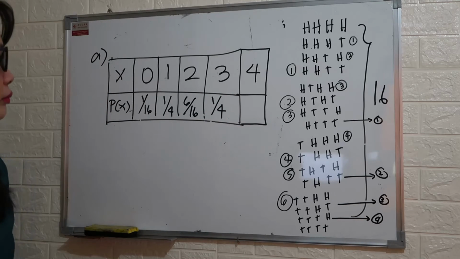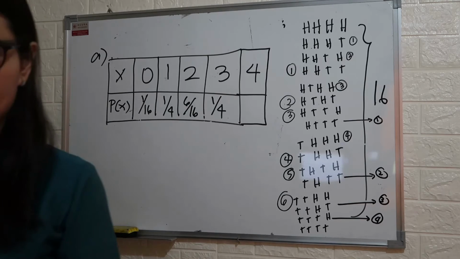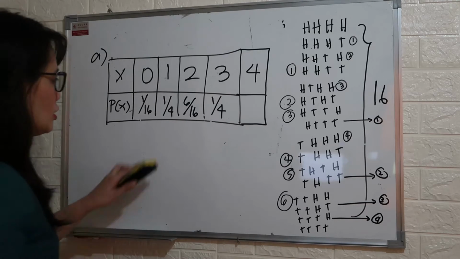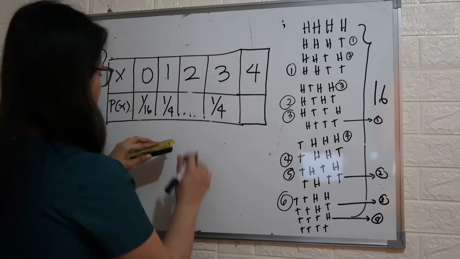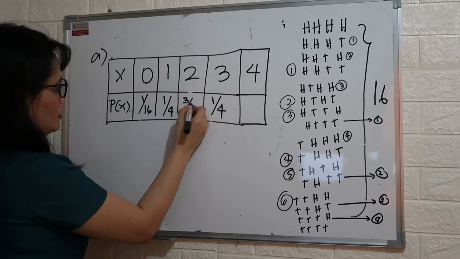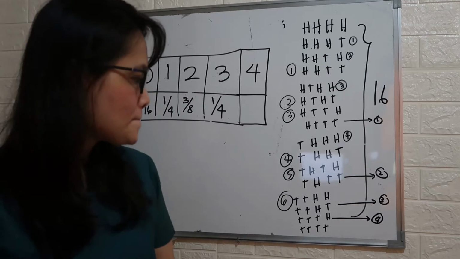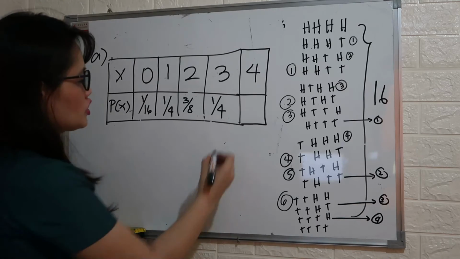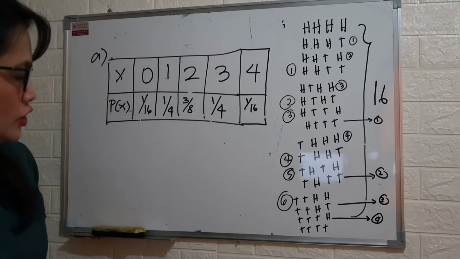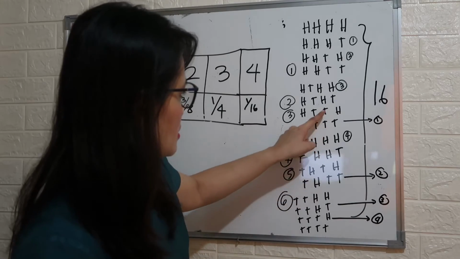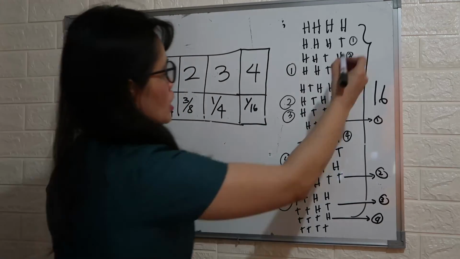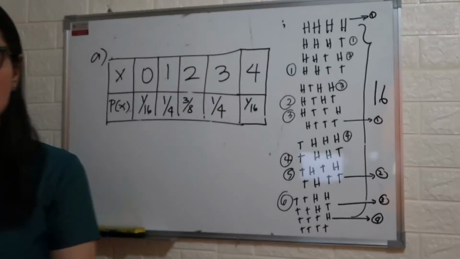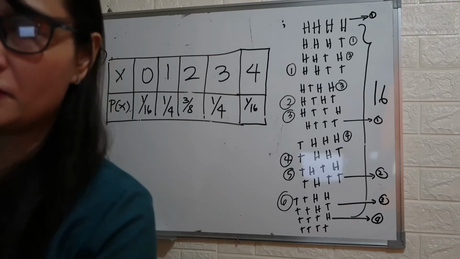The probability is different. Which is? What is 6? 3/8 po. Okay, 3/8. Next. What about 4? 1/16. Okay, so we have 1/16. Now we're done with the construction of the probability distribution.